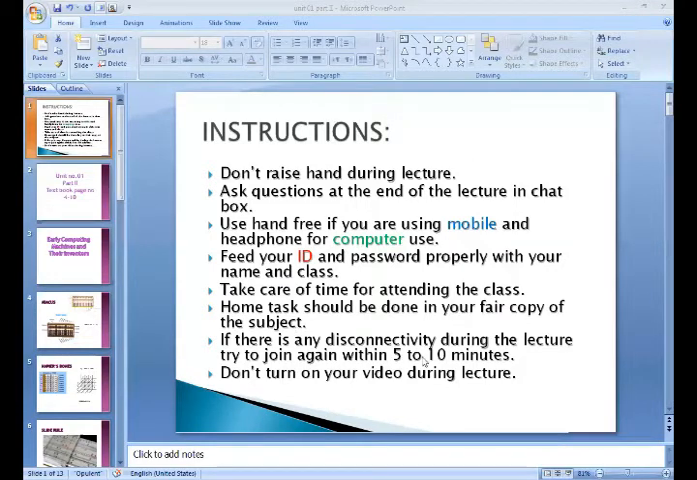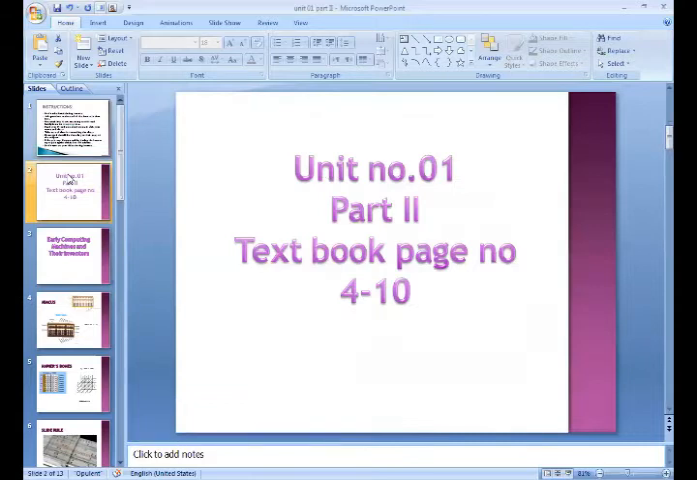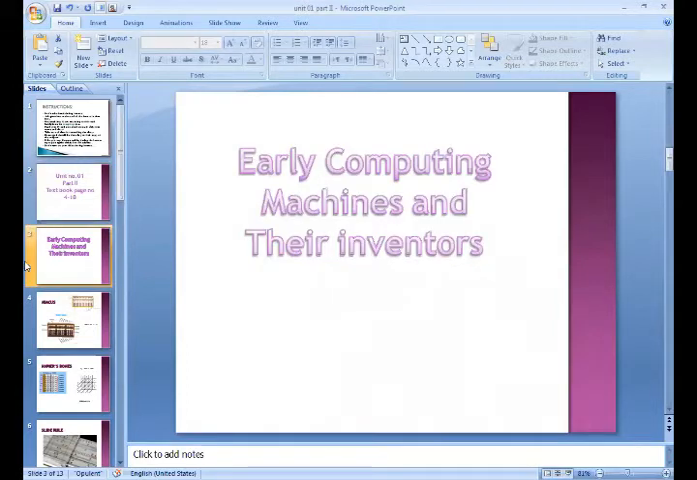Okay, now first we start Unit 1. See the textbook, page number 4 to 10. Early computing machines and their inventions.